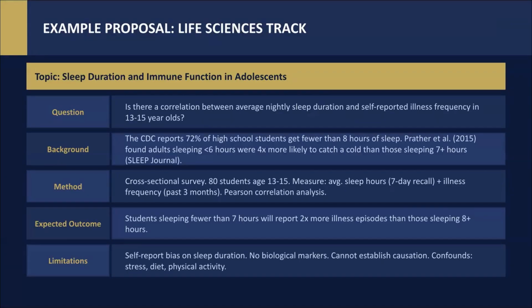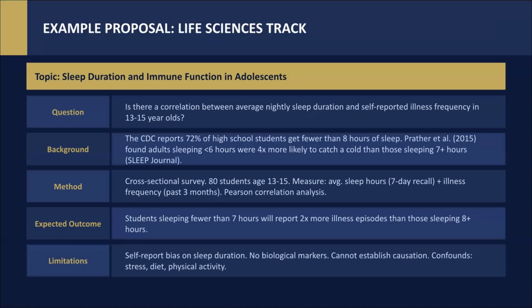And then the expected outcome. Students sleeping fewer than 7 hours will report 2 times more illness episodes than those sleeping over 8 hours. Limitations. Self-report bias on sleep duration. No biological markers. Cannot establish causation.